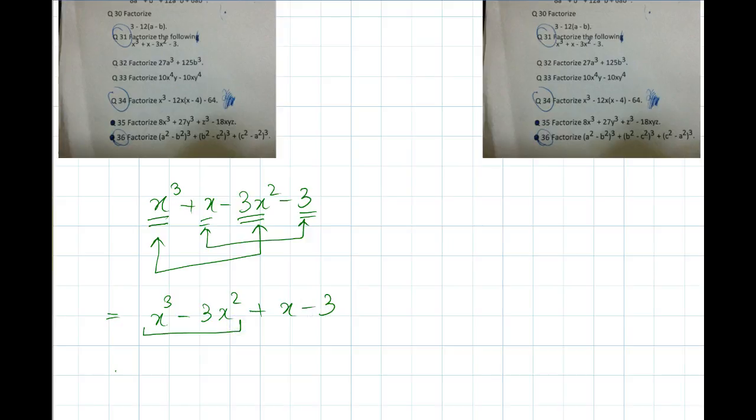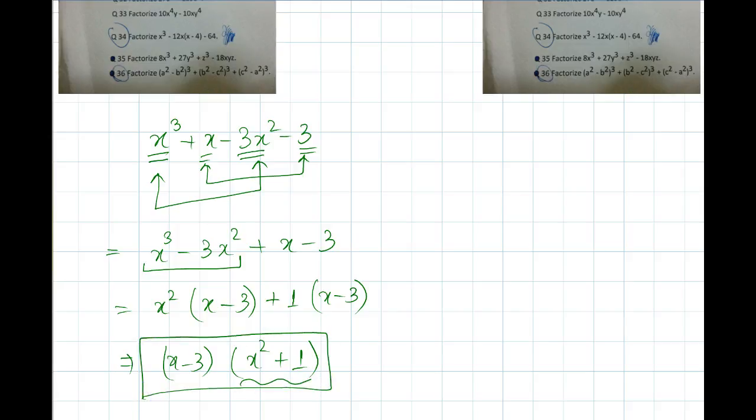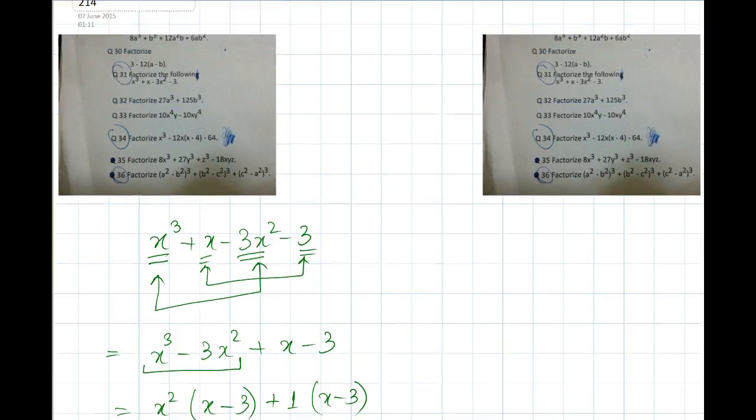Is there something common here, right? X square can be taken out common. What would I be left with? X minus 3. Plus I can take out 1 common from these two because there is nothing else which is common between the two. I can take out x minus 3 common, and what am I left with? X square plus 1. I cannot factorize this any further, so the final factorization will be x minus 3 into x square plus 1.